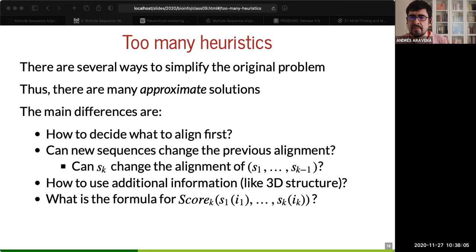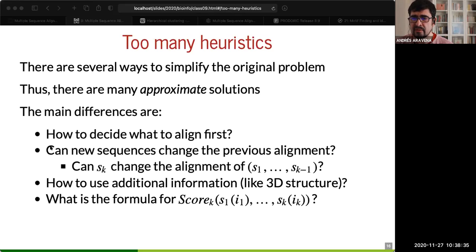Well, what I was saying, there are many approximated solutions. There are many different heuristics. I will give you some names in the next slide. And the main difference is how you sort them. If you are going to align one by one, you start with 2. What are the first 2? Let's say that you have 100 sequences. How you choose the first 2 to align, and how you choose the next one, and how you choose the order. There are different approaches for that.